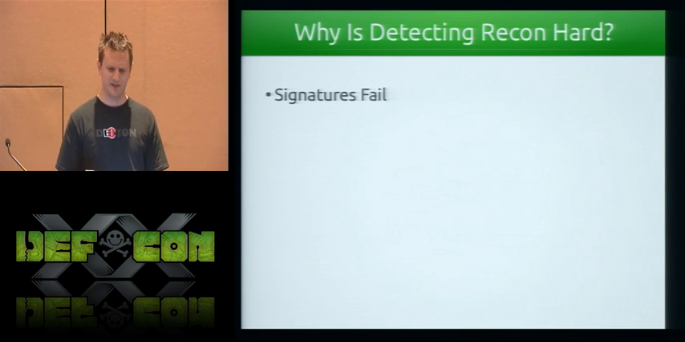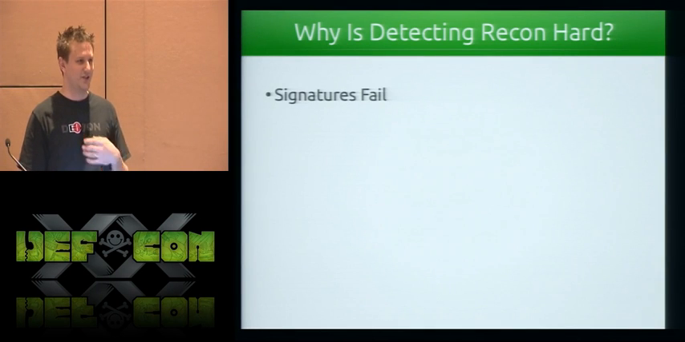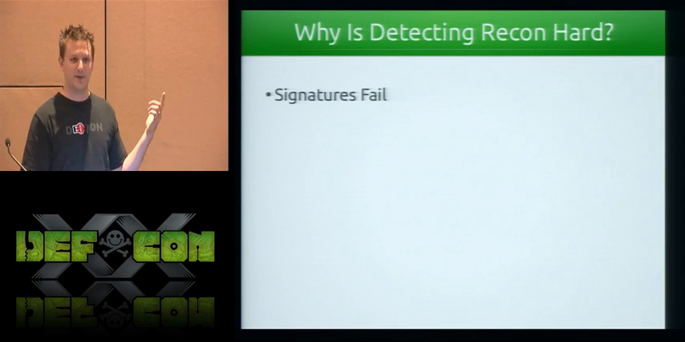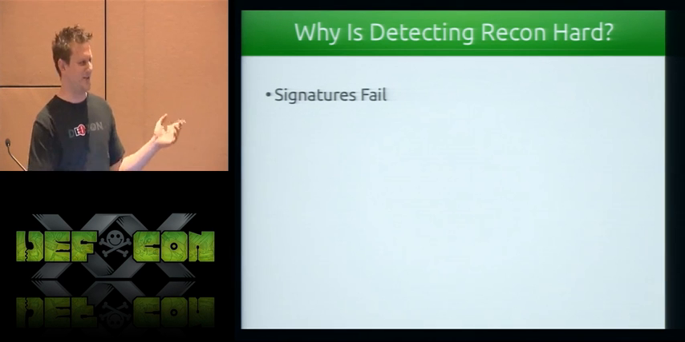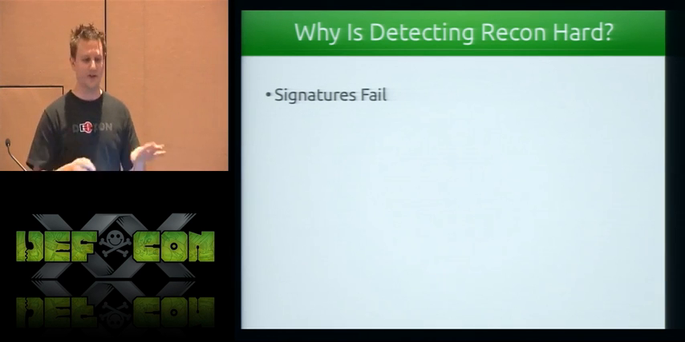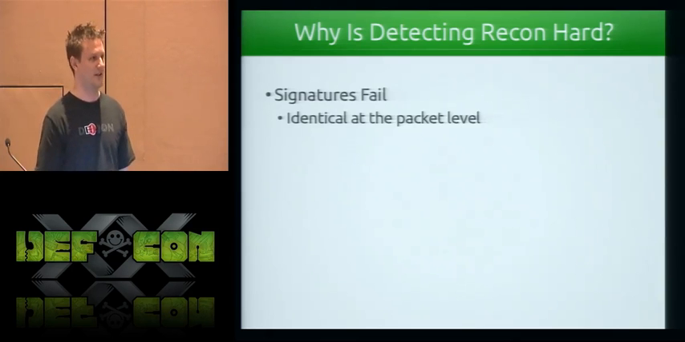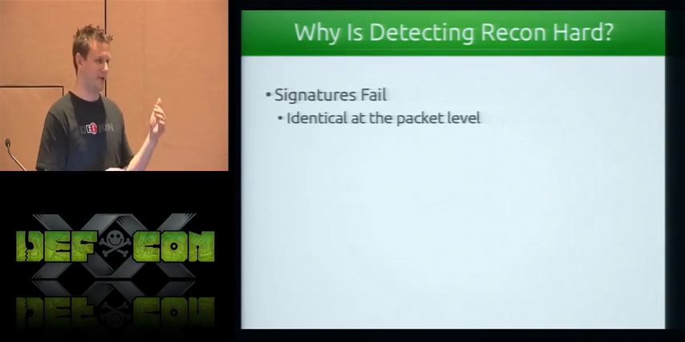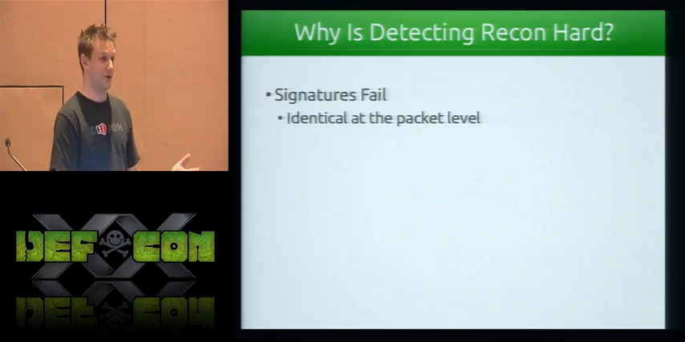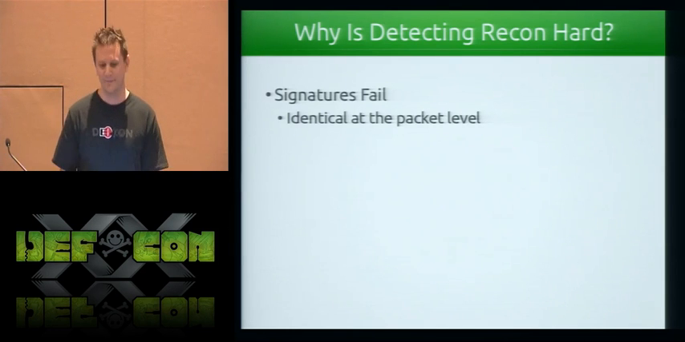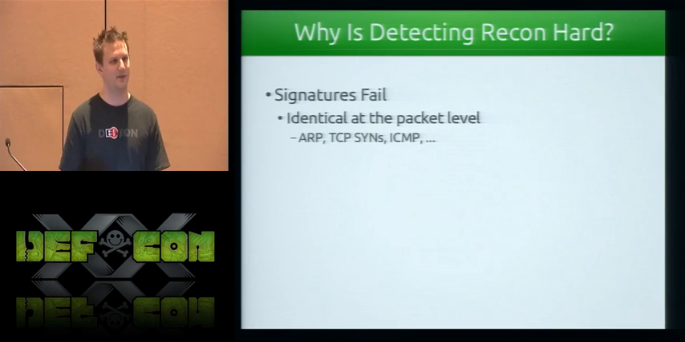So why is detecting reconnaissance hard? I think one of the major reasons is that signatures completely fail, right? If you think back about how you perform reconnaissance, it's all identical at the packet level, right? So you do a TCP SYN, and TCP SYNs happen all the time, right? You can't put a firewall signature for that, or you could maybe, but you'd just be inundated with false positives. ARP, TCP SYNs, ICMP, all this stuff is just the normal workings of networks. That's just how TCP/IP works, right? You can't just put a firewall signature rule for that stuff.